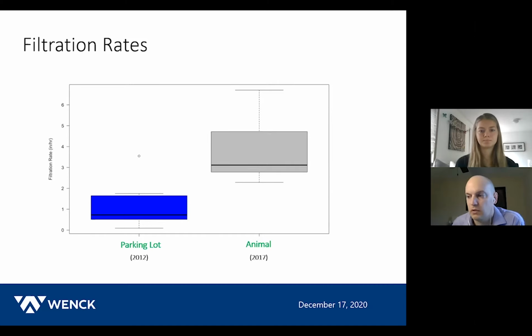It's possible here that that difference is solely because of the age of these systems, that the parking lot site has settled in, there's been some consolidation, there has been some accumulation of material that has reduced that filtration rate. The animal site is newer, so it just hasn't had that amount of time, that amount of material to accumulate and reduce that filtration rate.